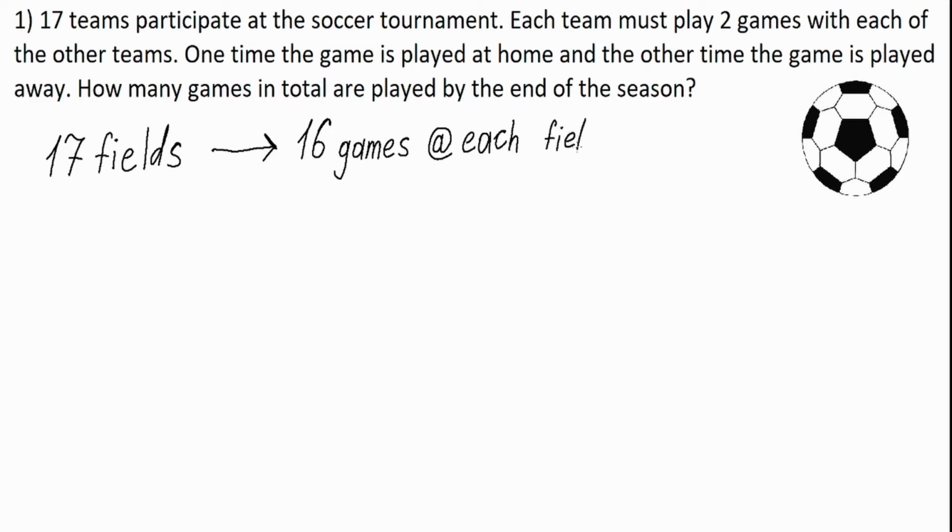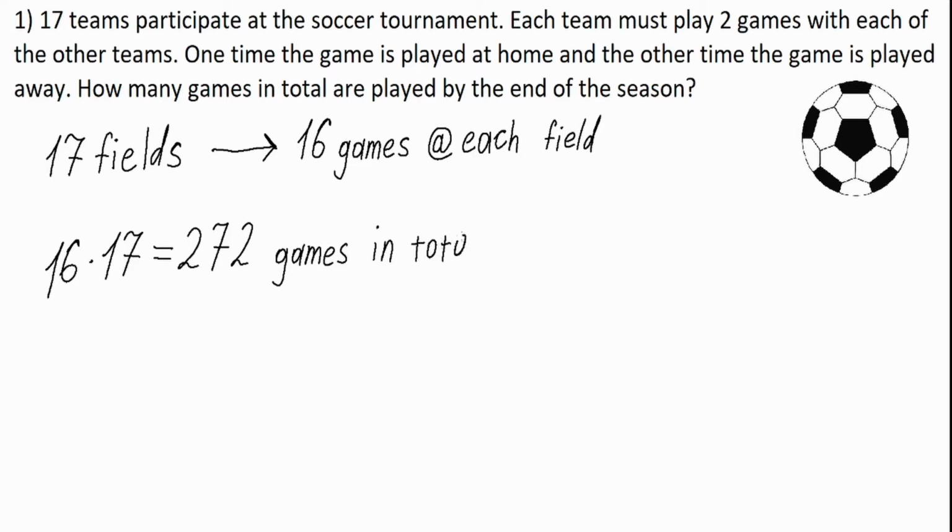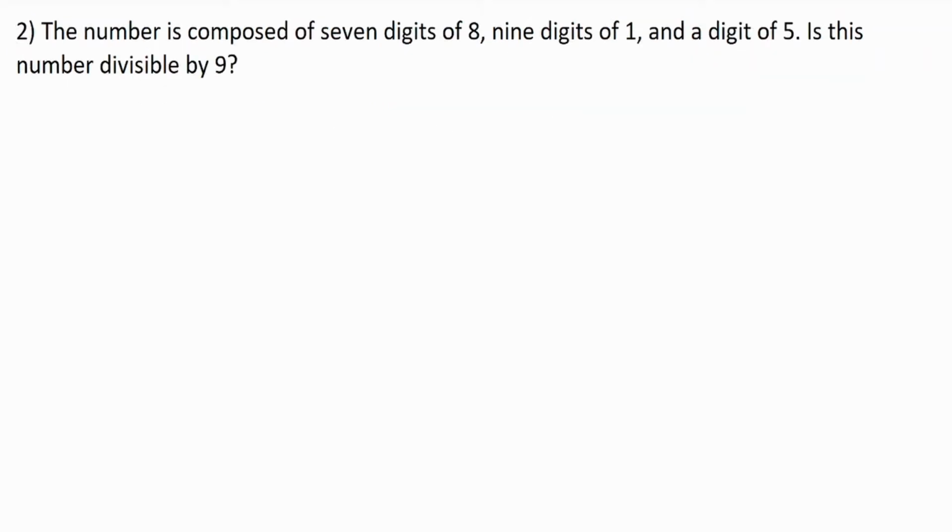So to get the total amount of games played during the season, we need to multiply the amount of games played at each field by the amount of fields. So we have to multiply 16 by 17 and we get 272. So in total there were 272 games played during the season. Now let's take a look at the next problem.